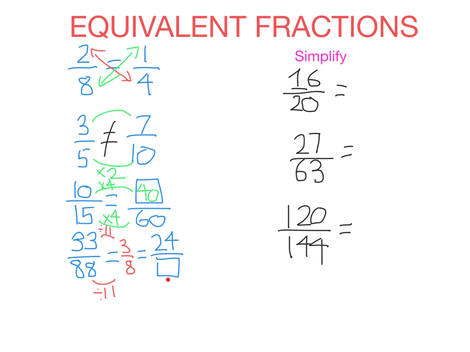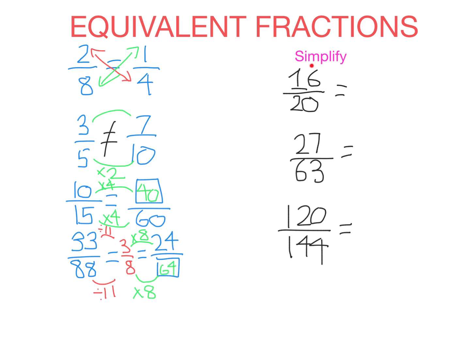So now it's really easy to find what goes in the box because you can see clearly I've multiplied the top number here by 8. You multiply 3 by 8 to get 24. So in order that the fractions are equivalent, I must do to the bottom what I did to the top. I'm going to multiply the bottom by 8, so it's 8 times 8, which is 64.